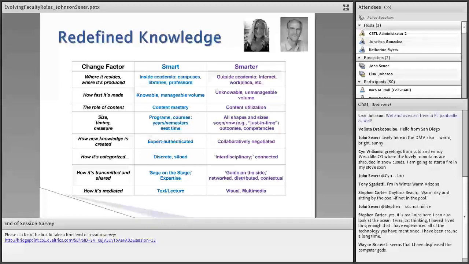The fact that it is now becoming increasingly interdisciplinary means it's connected, and now instead of having a person in one discipline, you have to have conversations between experts or faculty in multiple disciplines to be able to just explore the connections between knowledge.